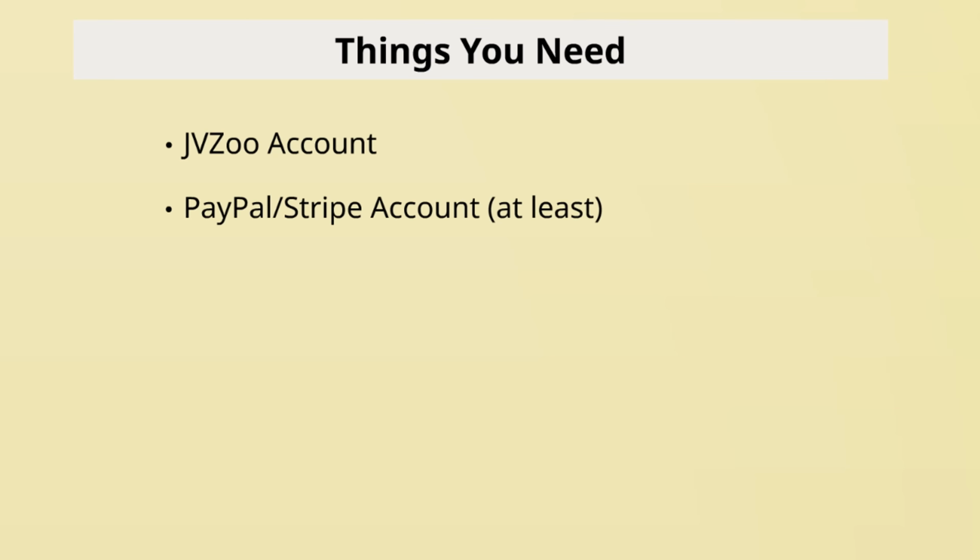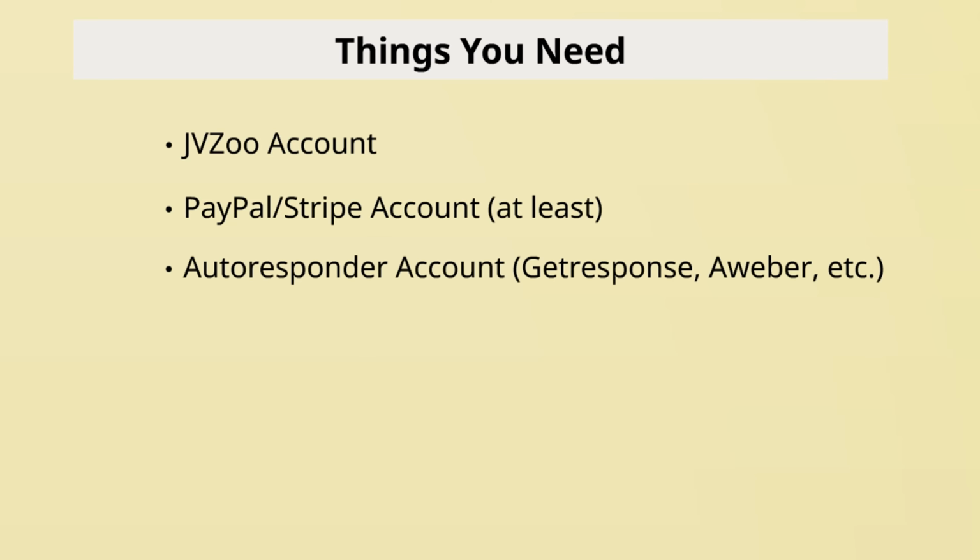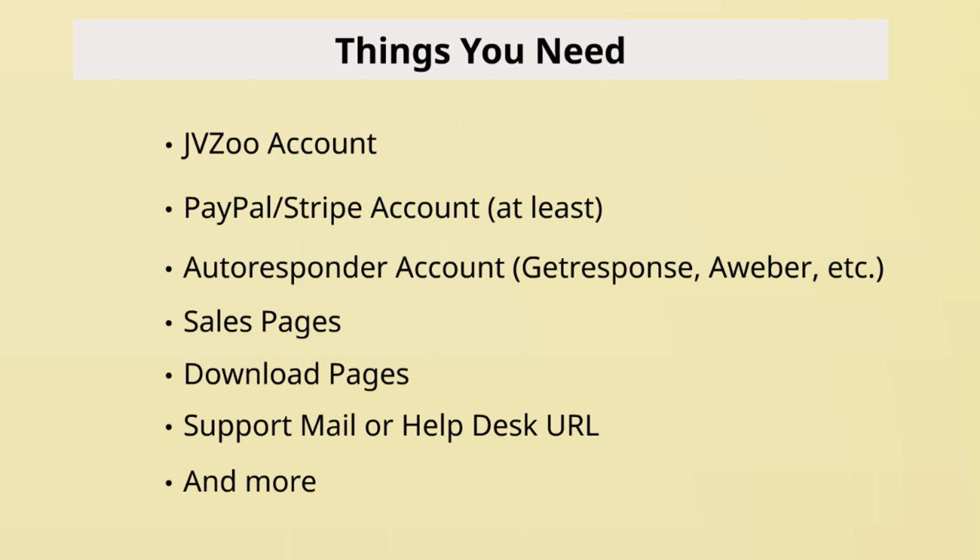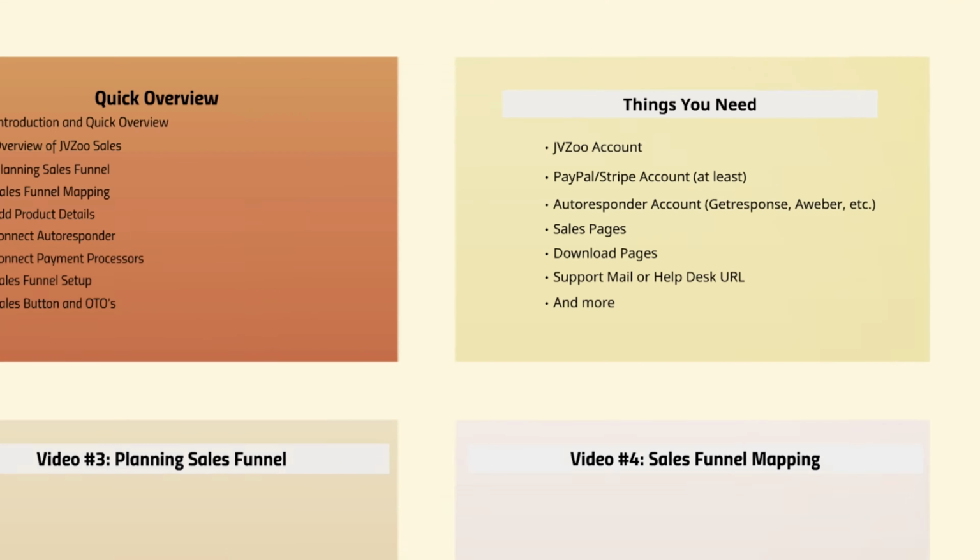Now, before I end this video, I want to talk about the things that you need. Obviously, you need a JVZoo account. You need a payment processor account, such as PayPal or Stripe. You want to have PayPal at least, and then Stripe is additional, but I will say that without having a Stripe account, you will lose money if you are not offering that as an option. And then, of course, you want an autoresponder account such as GetResponse or Aweber. You want to have your sales pages, your download pages for your front-end offers, your one-time offers, and all of that. You want to have a support mail or help desk URL, and we'll talk more about the other things that you need. So with that said, let's move on to video number 2.